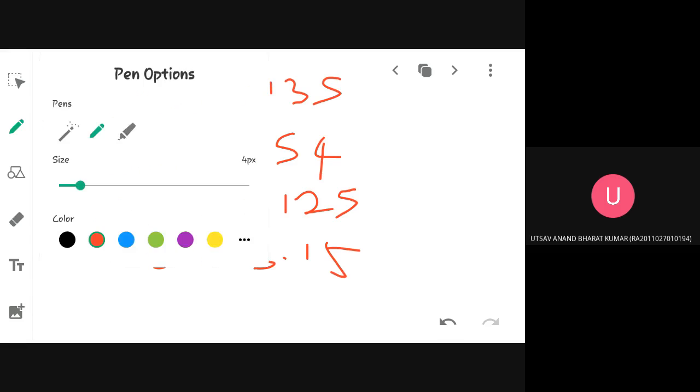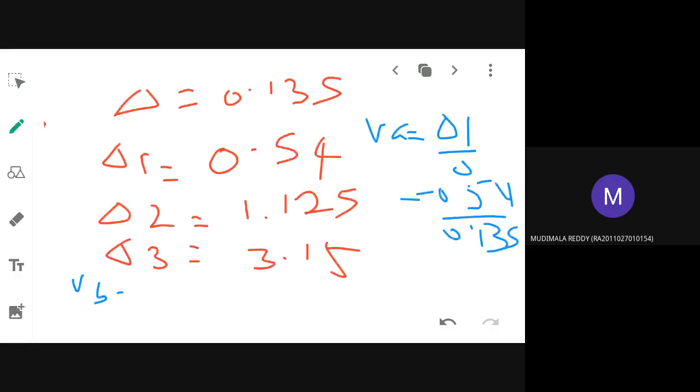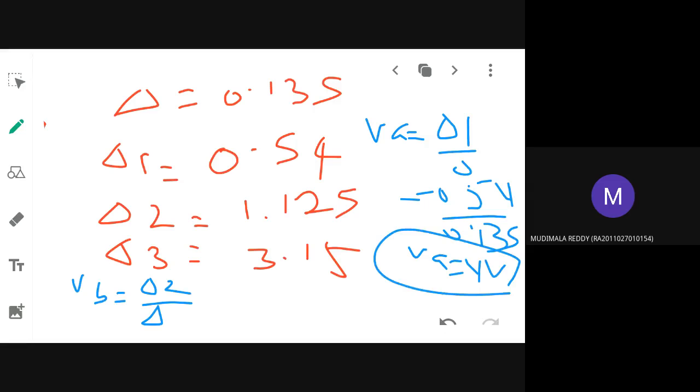After this, you have to calculate VA, that is by using del 1 divided by del, that is 0.54 divided by 0.135. And VB is del 2 divided by del. Ma'am, VA is 4 volt. Okay, VA 4 volt. VB, 1.125 divided by 0.135, 8.3 volt.